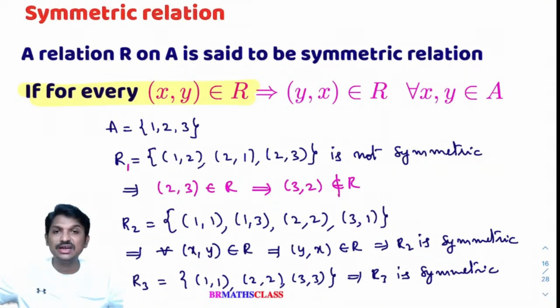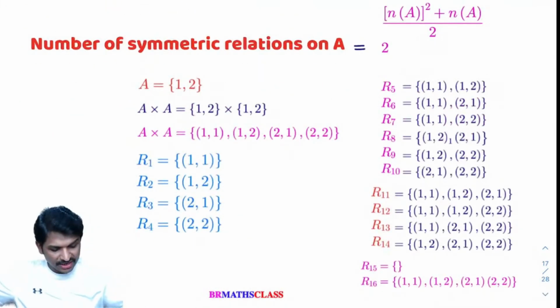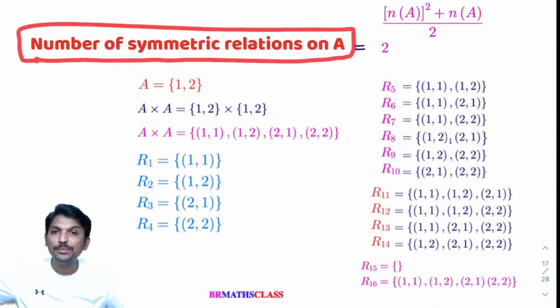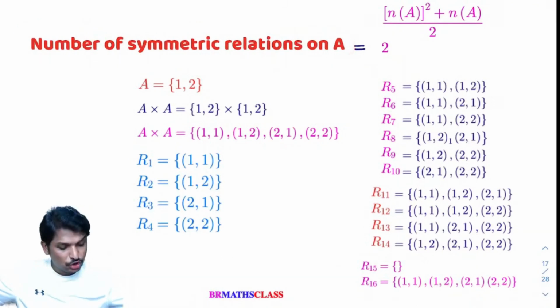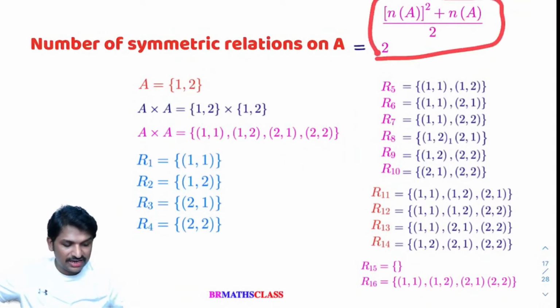Now, related to symmetric relation, I gave some examples. I hope you understand this example. Now, number of symmetric relations. Look here. Number of symmetric relations on set A. How many symmetric relations can we form on set A? What is the formula? 2 power (n of A whole square plus n of A) whole divided by 2. Okay, so this is the formula to calculate the number of symmetric relations on a set A.